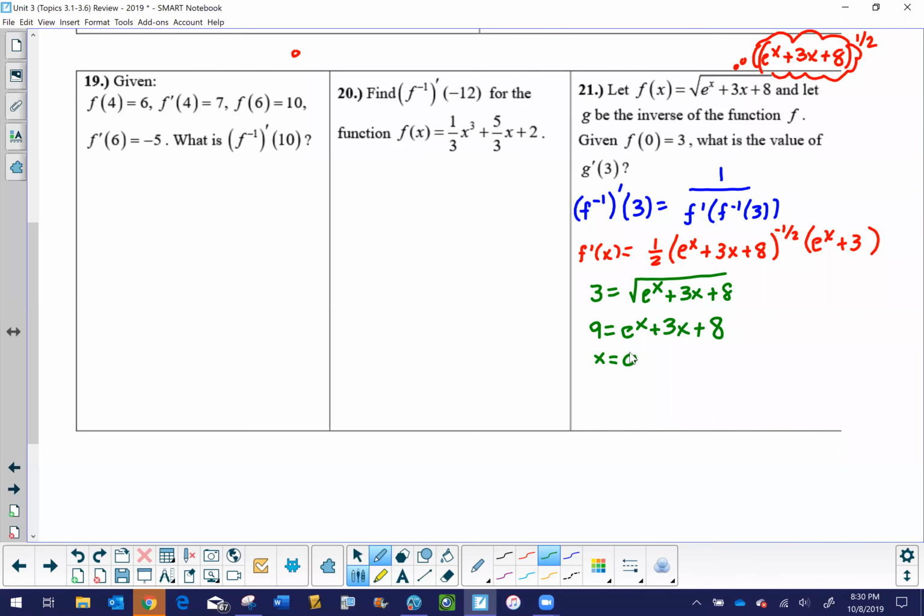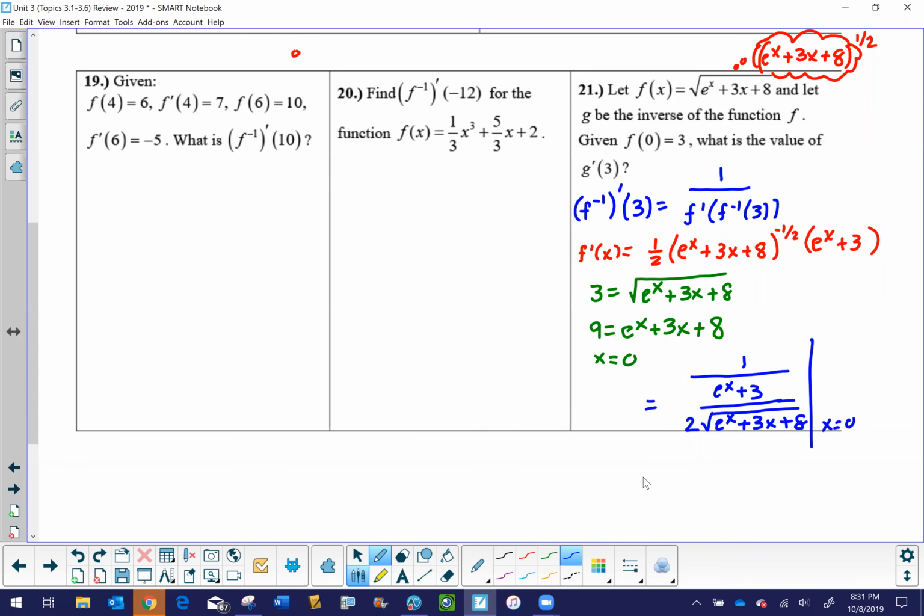Okay? So now getting back to this blue stuff, you're going to have 1 over, and then this is the part that's a little messy. All of this stuff is in this denominator. And the way that I'm going to present this is I'm going to write this where the e to the x plus 3 is in the numerator, the 2 is in the denominator, and then I'm going to put the square root back over this e to the x plus 3x plus 8. And then I'm going to evaluate this at that x that we found.